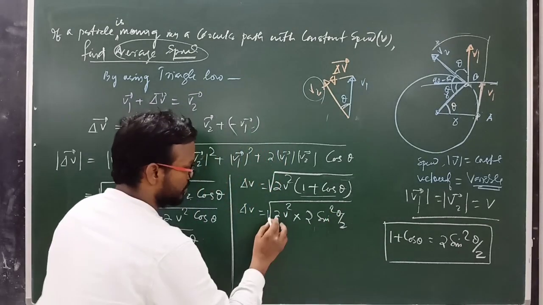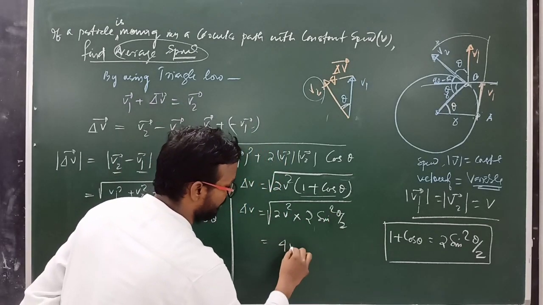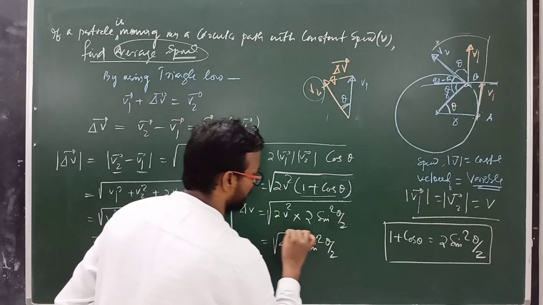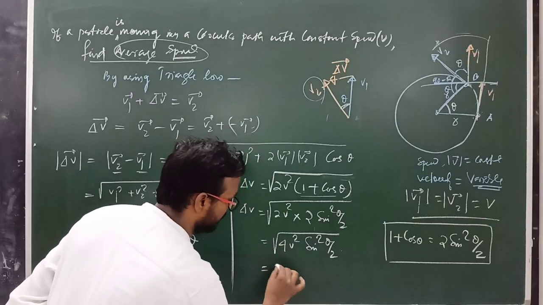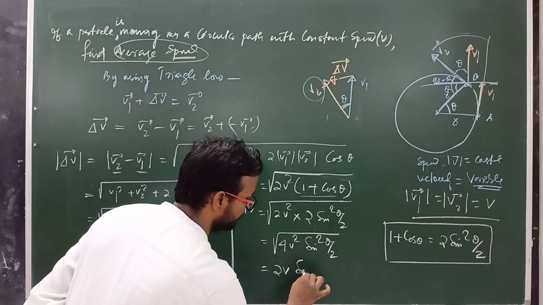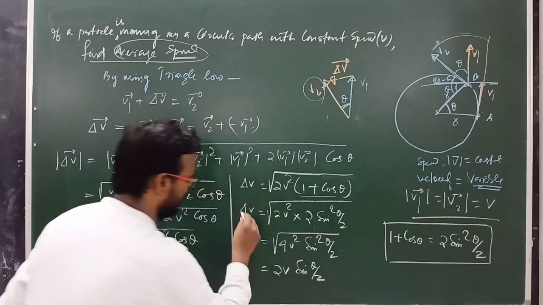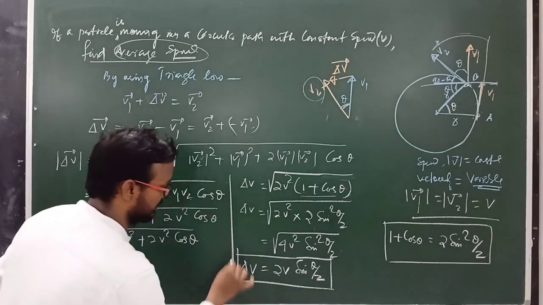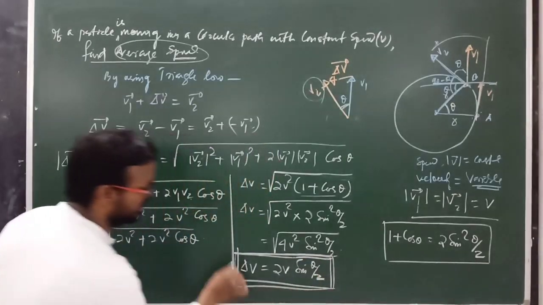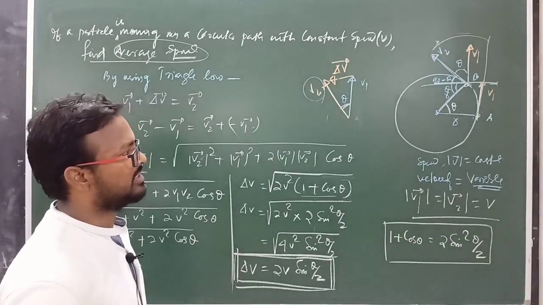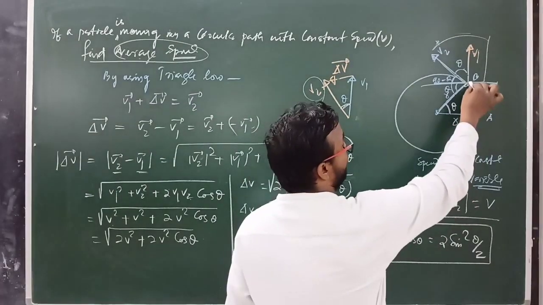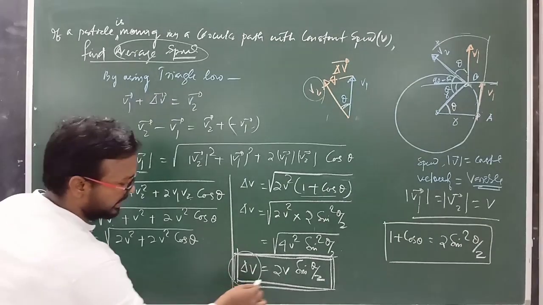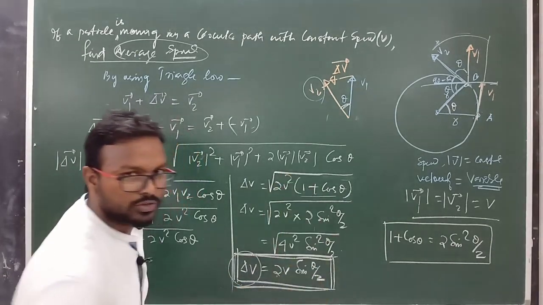So delta V equals 2V square into 1 plus cos theta, which equals 2 sin square theta by 2, under root. So 4V square sin square theta by 2, under root, which equals 2V sin theta by 2, which is equal to delta V. Clear? This is another format. So the change in velocity between point A and point B is delta V, and its magnitude is 2V sin theta by 2.